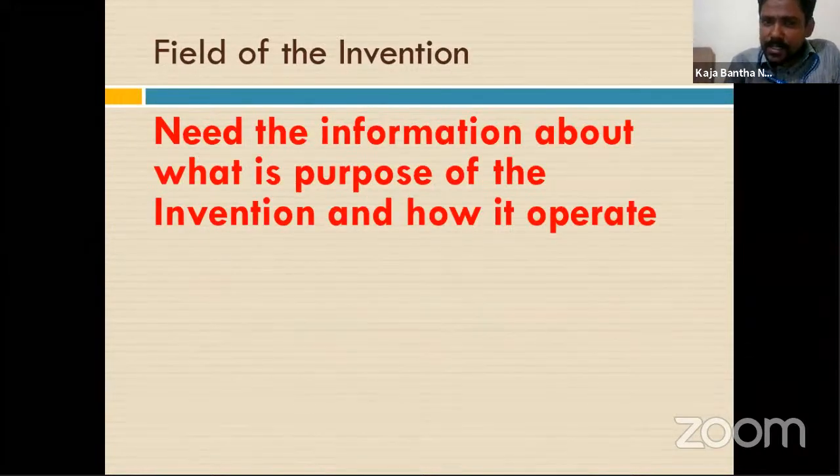Field of inventions: what purpose? Why is it needed? Why are you writing this cycle? For example, I develop an agriculture robot. You should write this operation, this purpose: I'm applying this in this field.